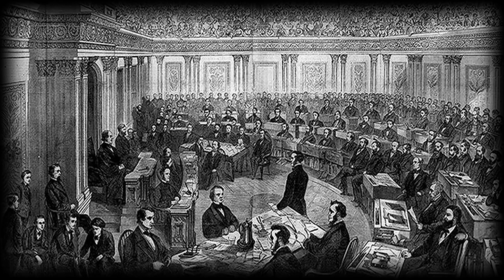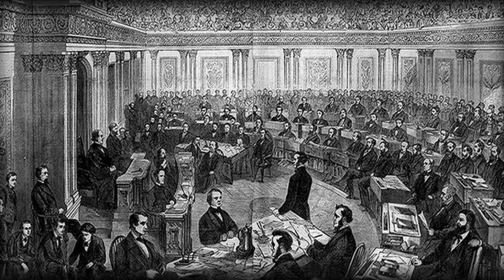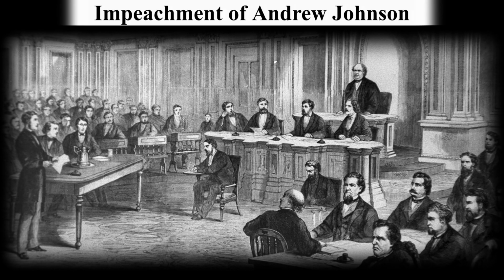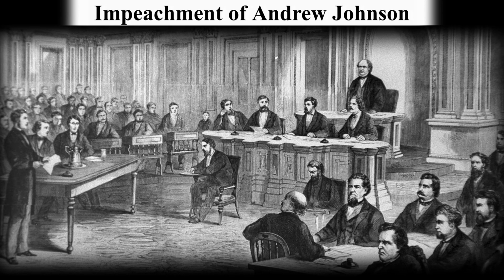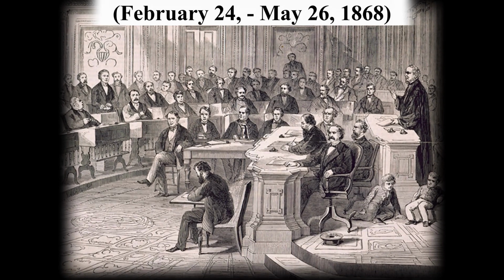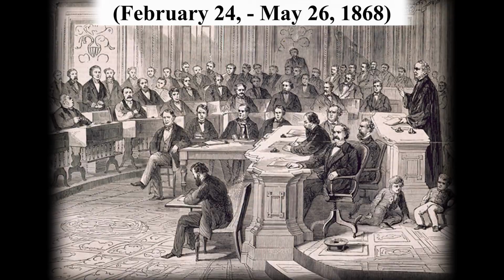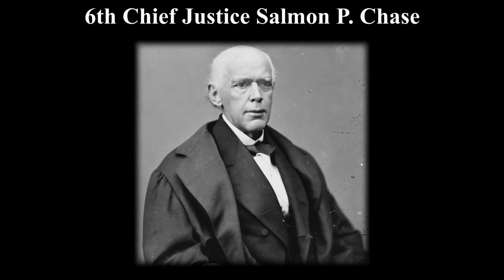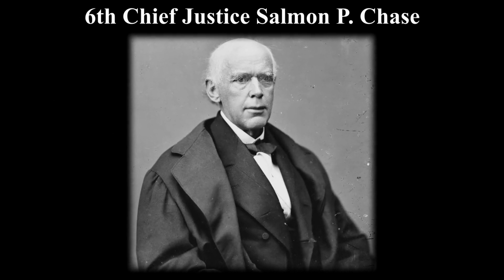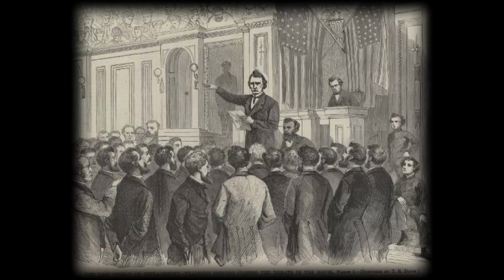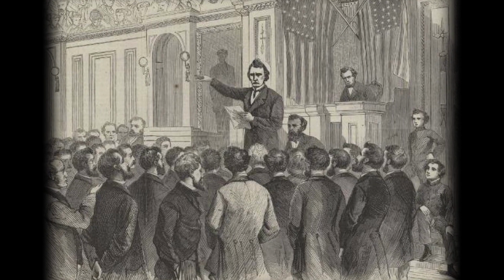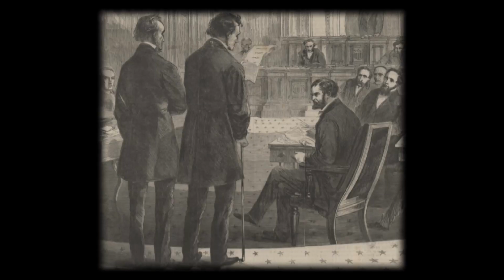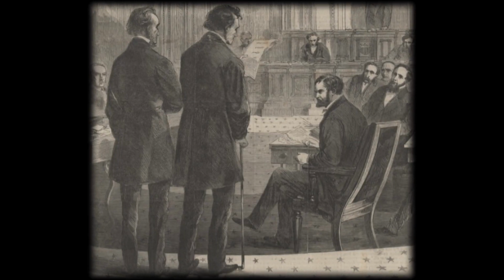And all this tension between Johnson and the radical Republicans would lead to the first impeachment of a president in American history. After violating an act, Johnson would come under scrutiny, with new 6th Chief Justice Simon P. Chase presiding over the trial, since Roger B. Taney passed away in late 1864, in one of the most controversial and consequential moments in American history. Johnson was acquitted by one vote.